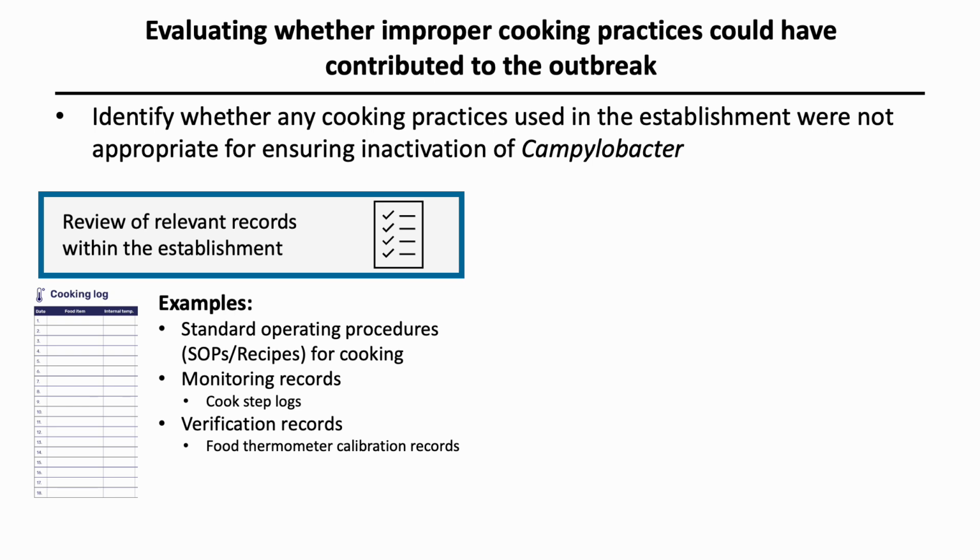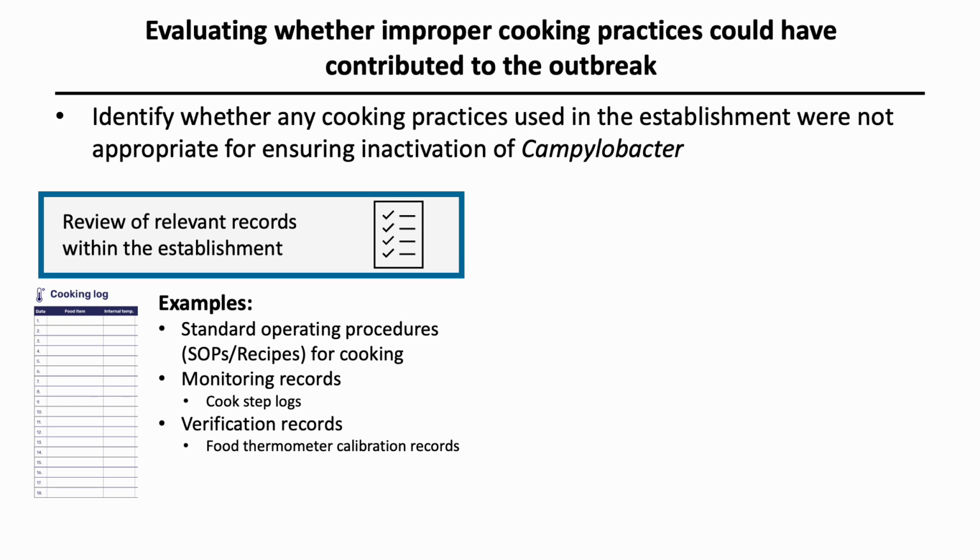To evaluate whether improper cooking practices could have contributed to a Campylobacter outbreak, environmental health investigators should identify whether any cooking practices used in the establishment were not appropriate to ensure inactivation of Campylobacter. These processes should include reviewing relevant records in the establishments, such as 1. Standard operating procedures, such as SOPs or recipes, and 2. Documents where monitoring and verification activities are recorded. By reviewing the SOPs, the investigator is making sure cook procedures are appropriate, and by reviewing the monitoring and verification records, the investigator is making sure these cook procedures are consistently being followed.